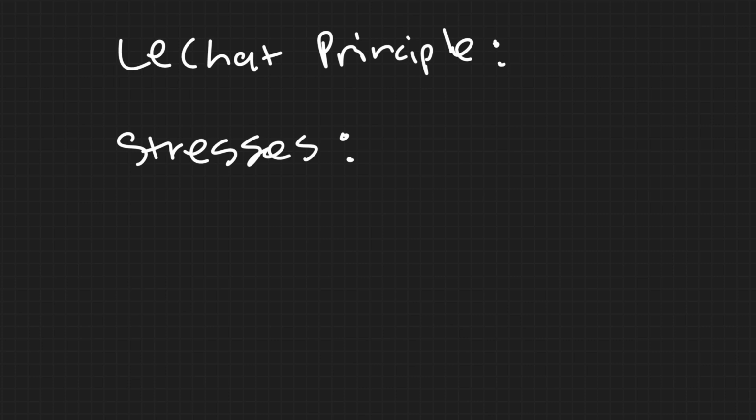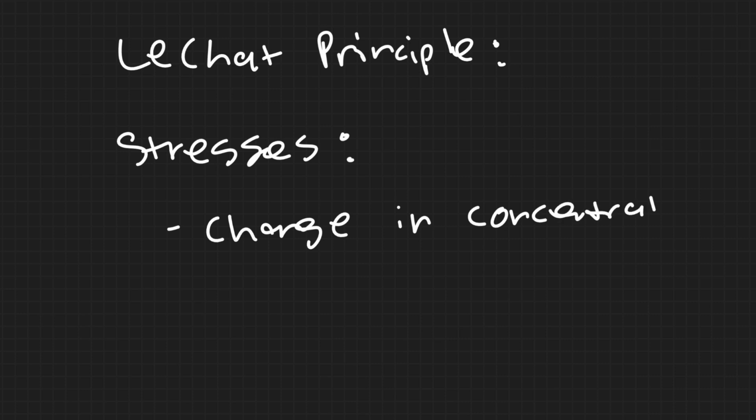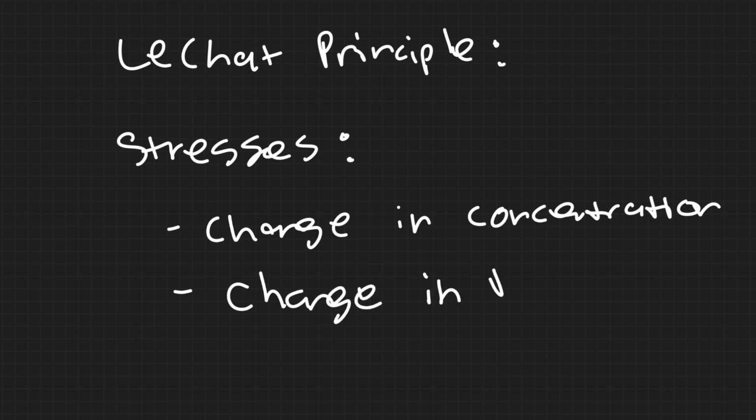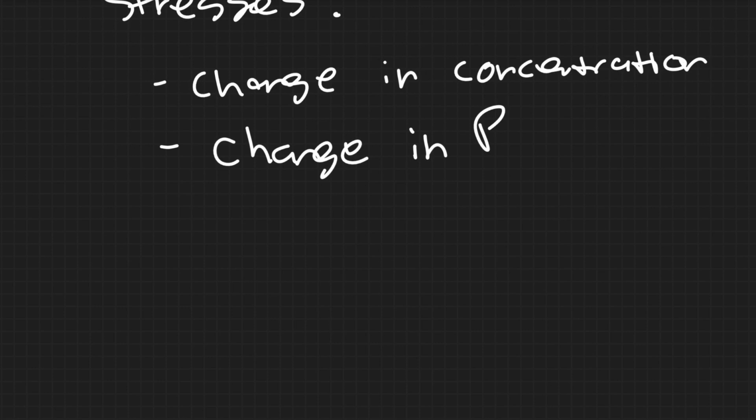So there's 3 stresses that we need to worry about. One is a change in concentration. So essentially I'm adding or removing some of the product or reactant, and then as a result of all these stresses, the system is going to essentially compensate and try to go back to equilibrium in one way or the other. So the first one is change in concentration. The second one is change in pressure. I'll just write change in P. And then the third one that we'll discuss is our change in T.